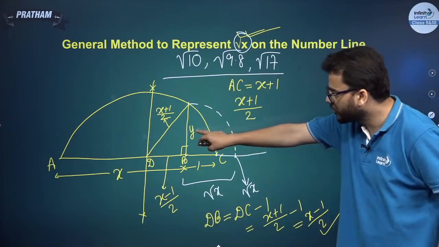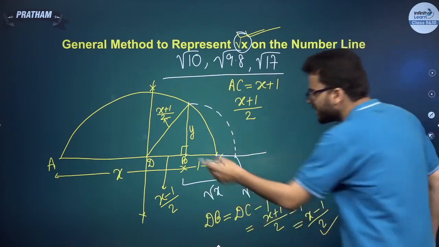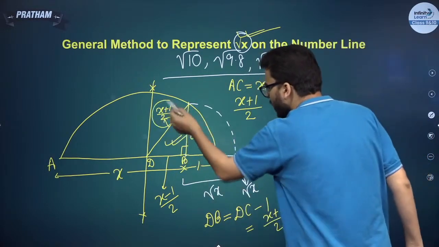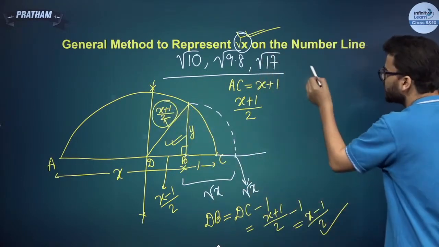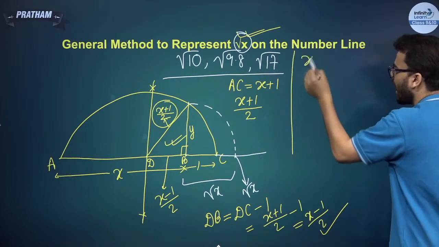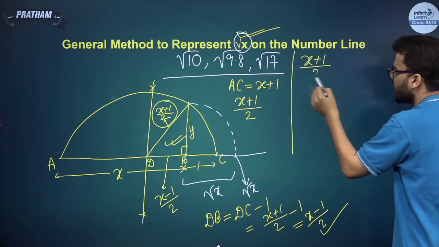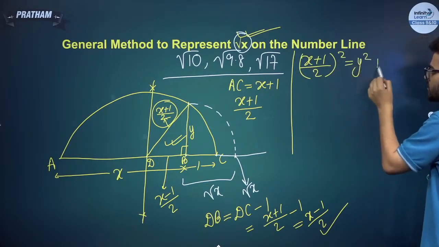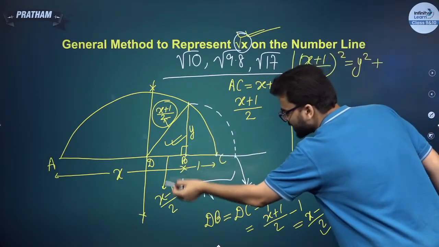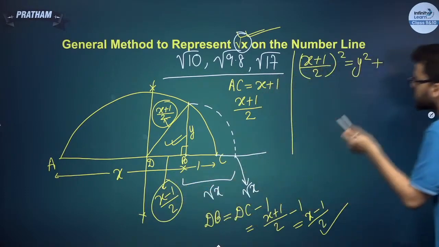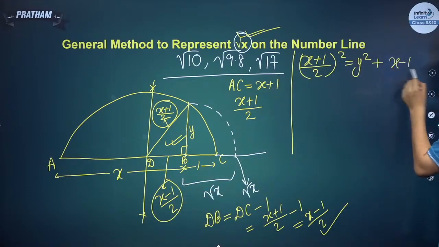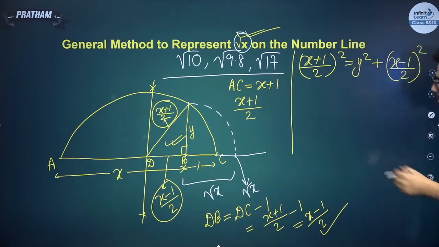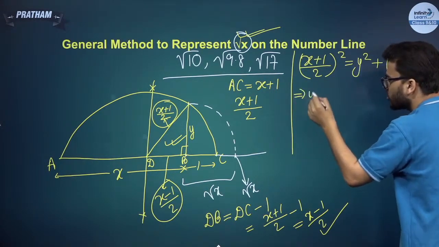Now basically I have to find y over here. This is a right angled triangle, in which this is the hypotenuse. So you can use the Pythagoras theorem. Hypotenuse square, that is ((x plus 1) by 2) the whole square, is equal to the sum of the squares of the other two sides: y square plus ((x minus 1) by 2) the whole square. And you have to find the value of y. So let us find it. It's not a big deal.